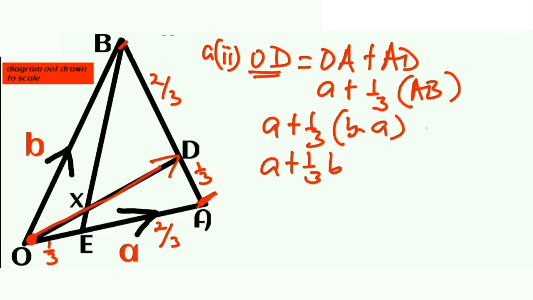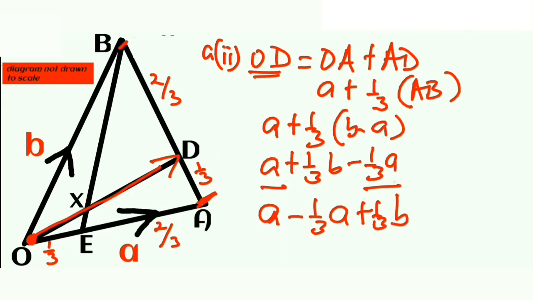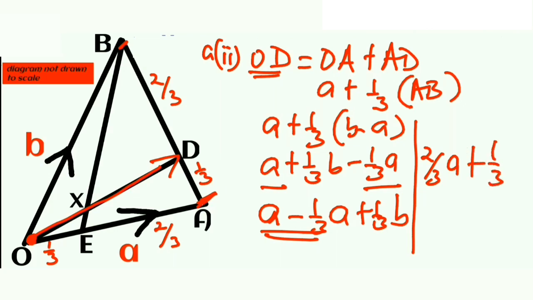Then 1/3 times minus A is minus 1/3 A. You have to collect like terms. So it's A minus 1/3 A plus 1/3 B. Here the answer is 2/3 A plus 1/3 of B. So this is the answer for A part 2.